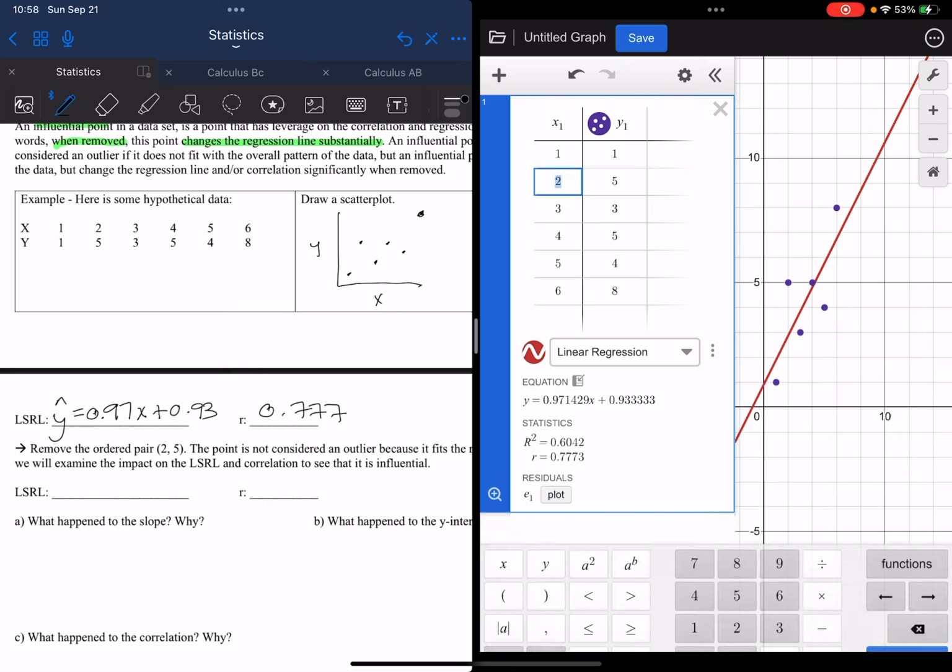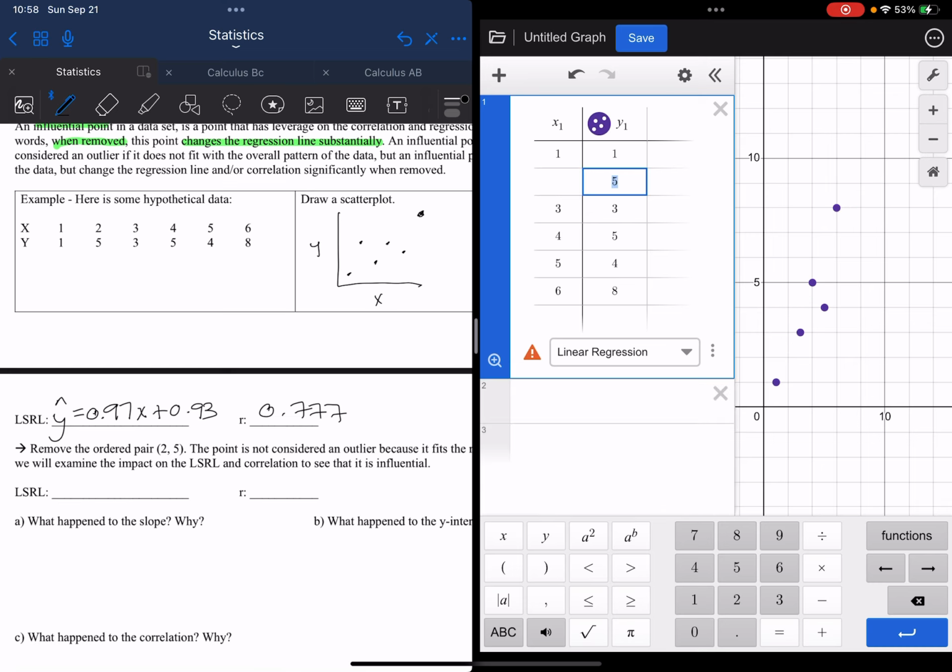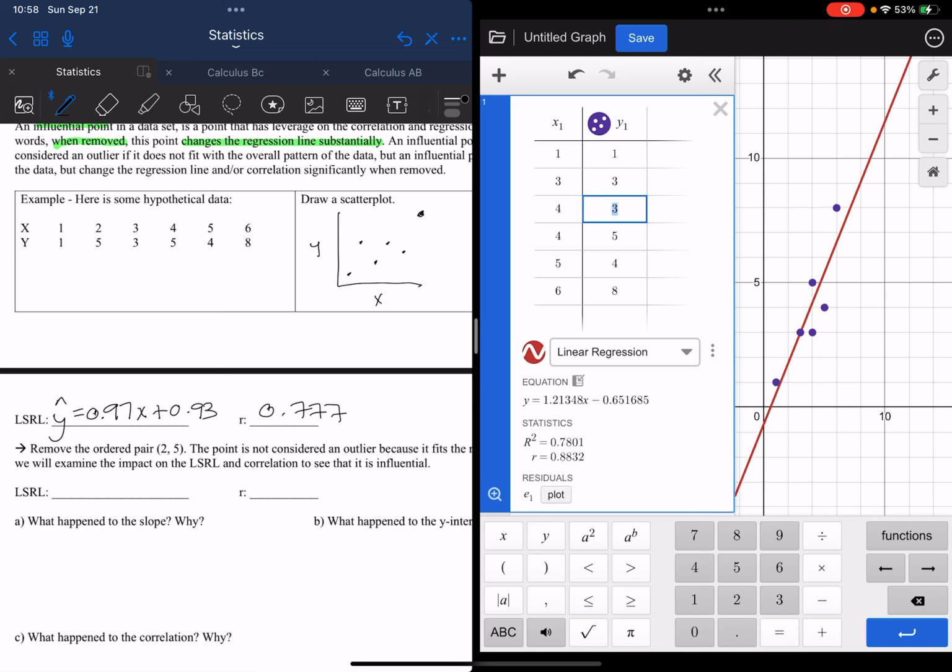Now it says remove the ordered pair 2, 5. So I'm going to go up to my table. I'm going to erase the 2, 5. I wonder if I was able to just take out this row, or they're going to make me move all my points up. Okay. Let me go ahead and move all my points up real quick. Again, all I'm doing is removing that 2, 5.